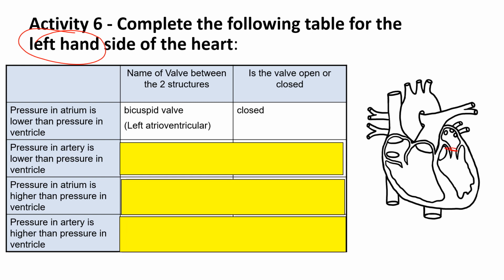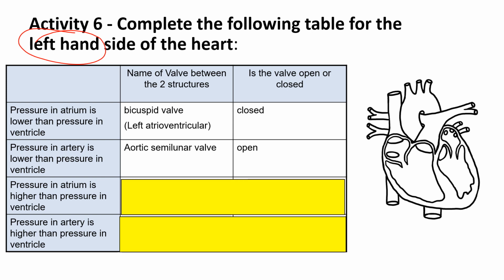When the pressure in the artery, or specifically in the aorta, because we're on the left-hand side of the heart, is lower than in the left ventricle, the aortic semilunar valve is going to be open. That's because blood is going to flow from the ventricles into the aorta. You might also want to think about what stage of the cardiac cycle this is. If the pressure is really high in the ventricles, it's because the ventricles are contracting, so probably during ventricular systole.